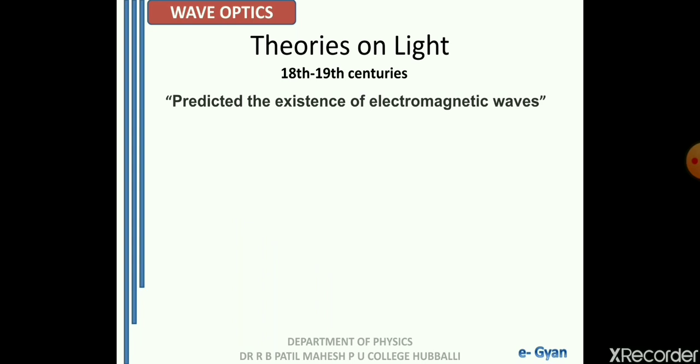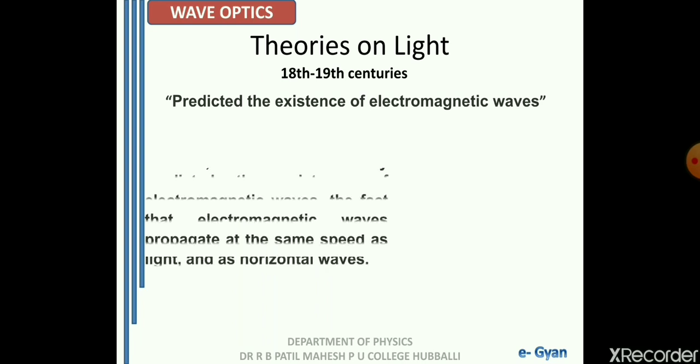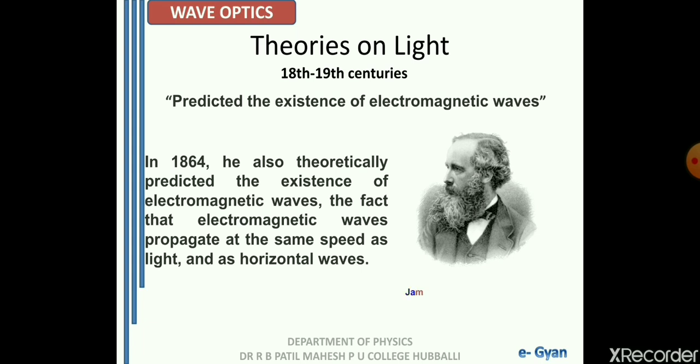When the light was further studied, one more important theory was given in the 18th and 19th century with the prediction of the existence of electromagnetic waves. James Clerk Maxwell in 1864 theoretically predicted the existence of electromagnetic waves, and he says that the electromagnetic waves propagate with the same speed as that of light, or in other words, light is an electromagnetic wave.